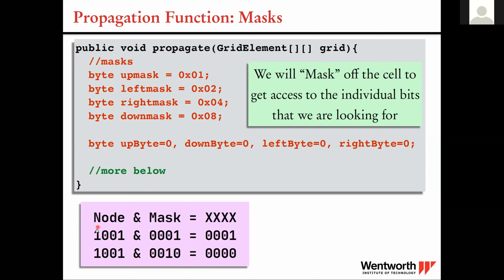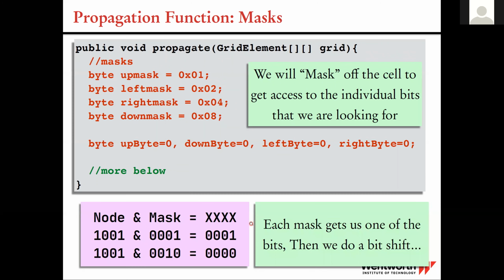I don't care about A, B, or C, so I'll just leave those as 0 and only check for D. Here, I'm only checking for C. Is there a particle in C here? No, there's not, so I still just have all zeros. This is how we find the particles that we're interested in. Each mask gives us one of the bits. It tells us, is there a particle that I'm concerned with? Is there a particle in D if I'm looking above? Is there a particle in B if I'm looking to the right? And so on. That's what these masks do.